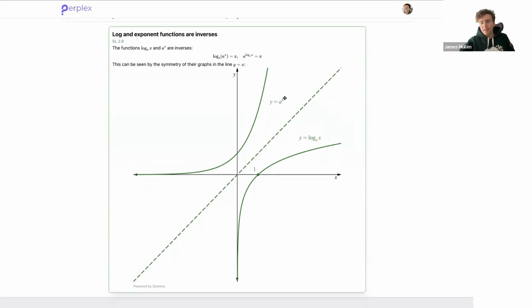Now, why would a to the power of x and log base a of x be inverses? Well, if you think about it, if I take log base a of a to the power of x, if I plug one function into the other, that should just give me x. And if I do a to the power of log base a of x, so putting the other function into the first one, I just get back x. And that's the definition of inverse functions, is that I put one into the other and I get x, which means that these two functions are inverses, and that explains why their graphs are symmetric like this.